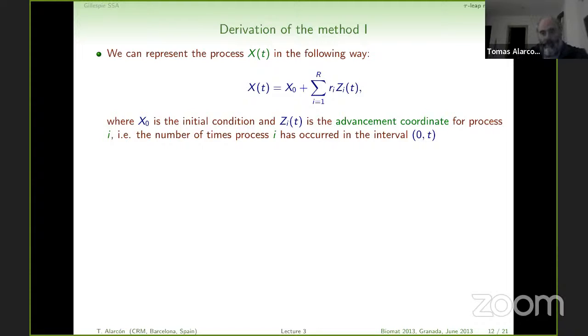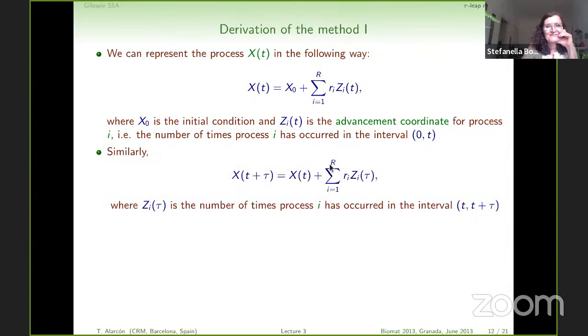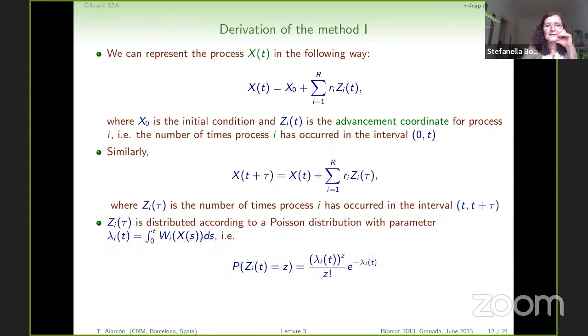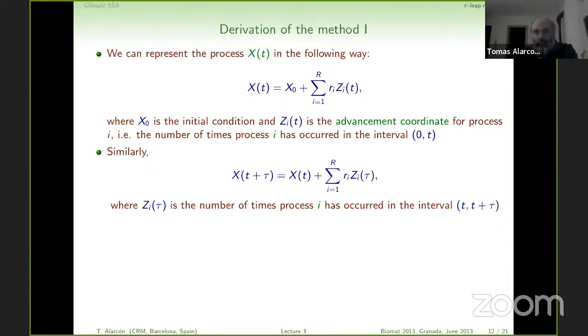Is that clear? Yes. Okay, good. But this zeta I, how is it estimated by simulation? I will get there in the next part. I will get there very soon.